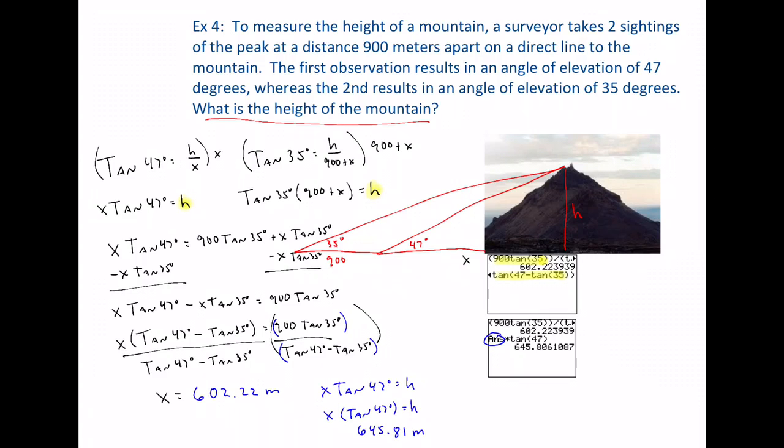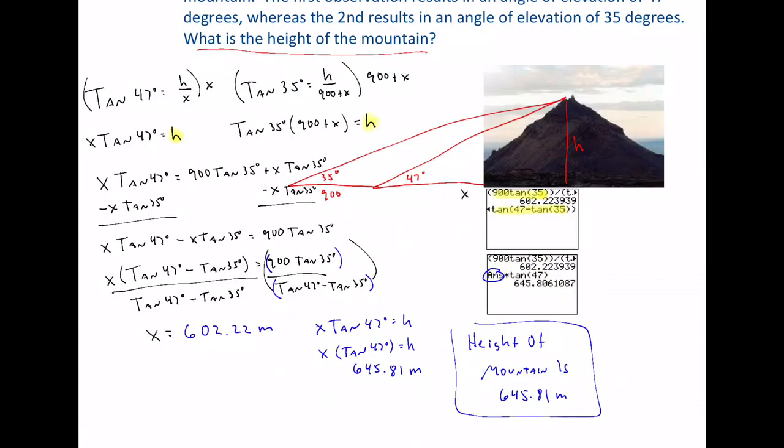So we will write that answer out. We want the height of the mountain to be 645.81 meters. And so that will be our final answer for that one. So you can see this one's a little bit more extensive. You have to set up a system of equations. Not every problem is going to be like this, but these are ones that will add a little bit more challenge. And then that is it for applications.